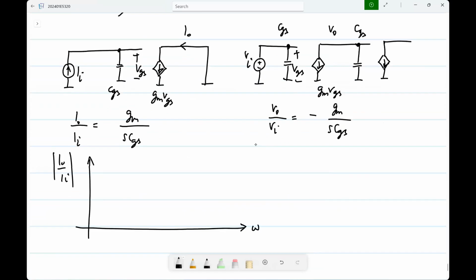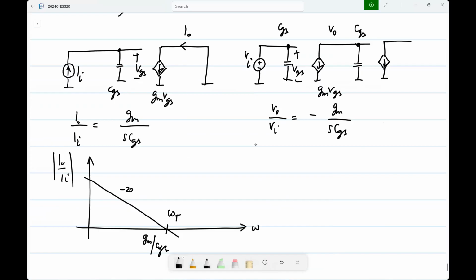What will it be? It's again minus 20 dB per decade. And what's the unity gain frequency? Gm by CGS. Okay. This is called the transit frequency omega t. Roughly speaking, basically this is the frequency up to which you can get gain from a single transistor. Okay. It's either voltage gain or current gain.